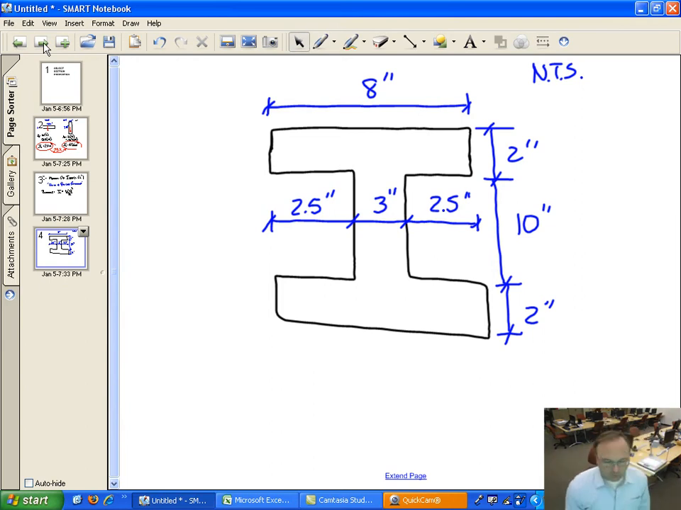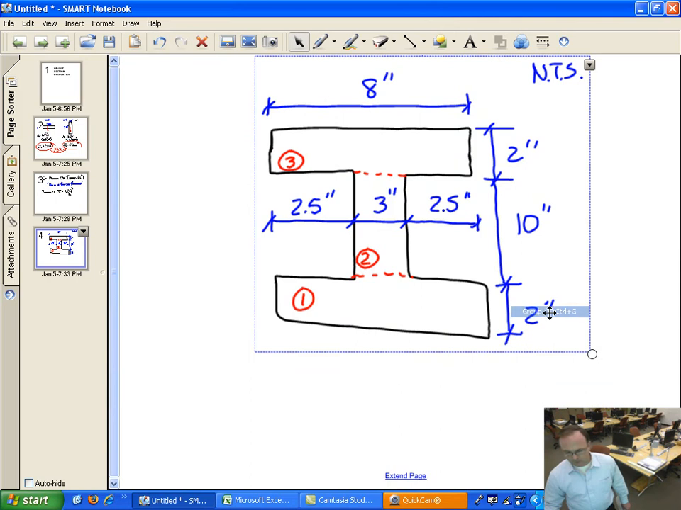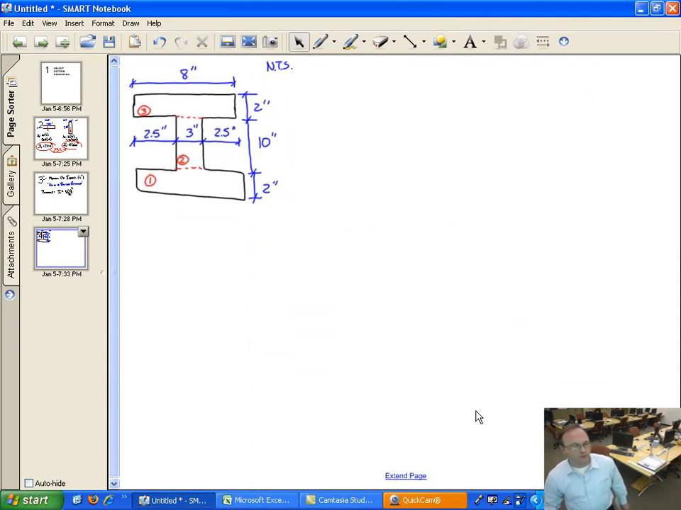What can we do? We want to find out the geometrical properties of this. I can break this up into 3 pieces. I'll call this piece 1, piece 2, and piece 3. Now, for our 3 pieces, let's ID them first. I like doing this because this is clear documentation.